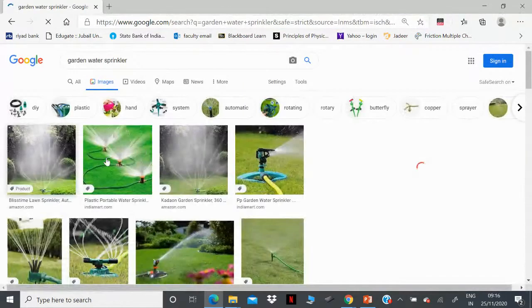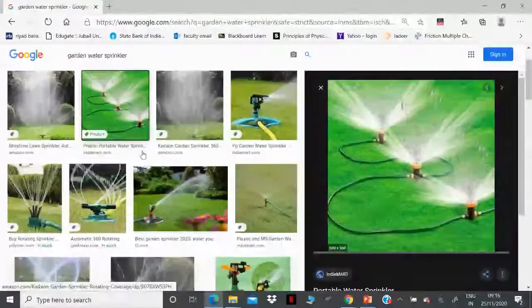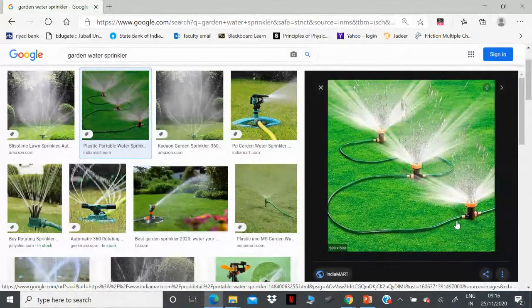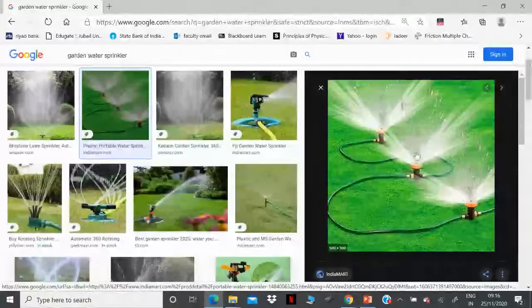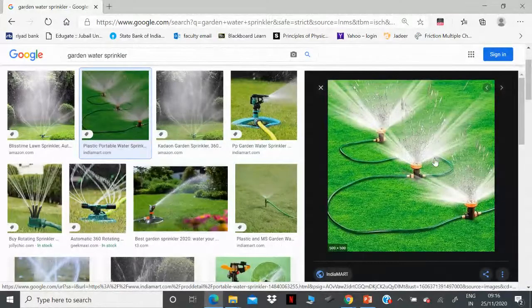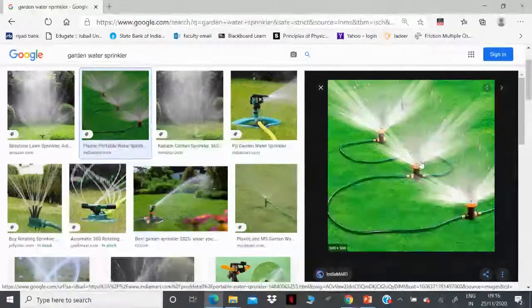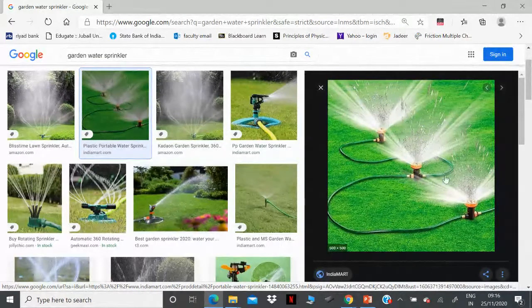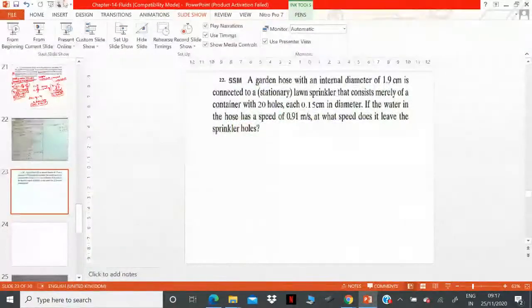Okay, I can just show you the picture. You can see this picture. The question is related to this diagram. So you have the hose and there is one connector. That means this is the sprinkler, am I right? You have the main hose, and the main hose is connected with the sprinklers. In the sprinklers, there are many holes. Then only your water will come out in all directions. So please assume this diagram in your mind. I am going to use this diagram for this question.